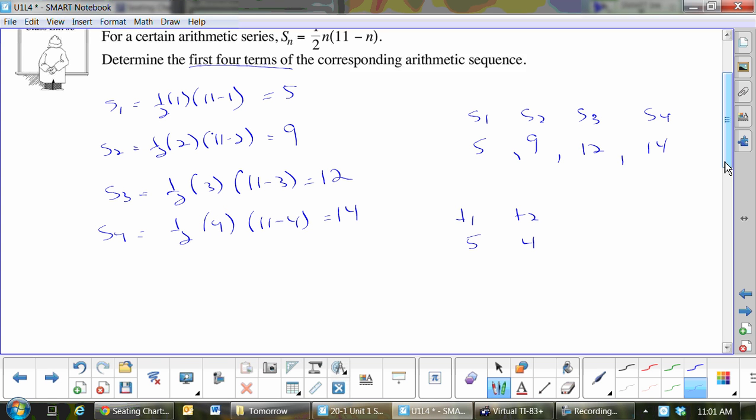How can we find that? 9 minus 5, right? Or not T2 minus T1, S2 minus S1 equals T2. So what's our formula for T1? S1 equals T1, or we could just do S1 plus 0 minus 0 plus 0 equals T1. We could do that.